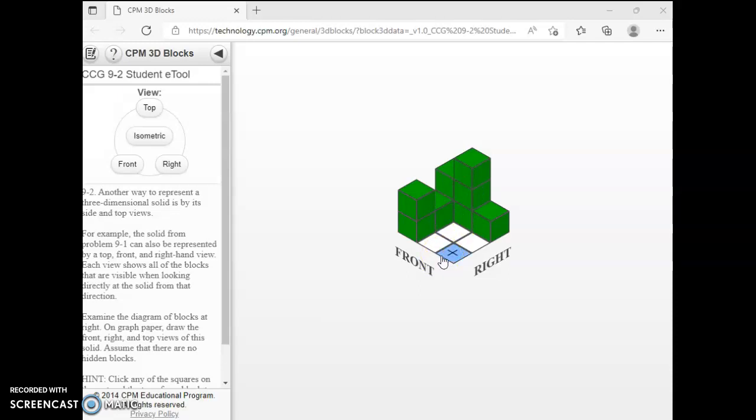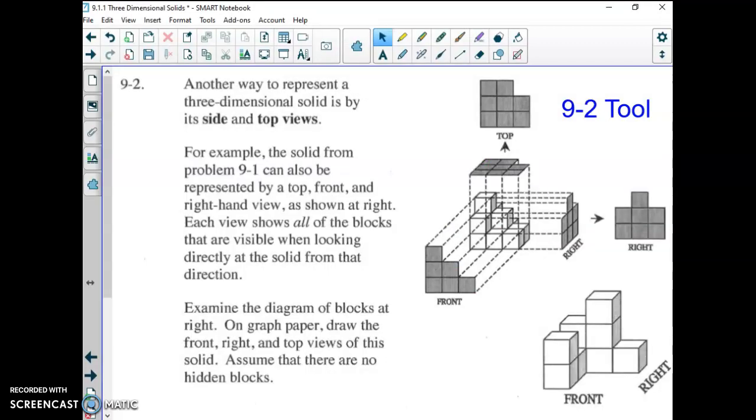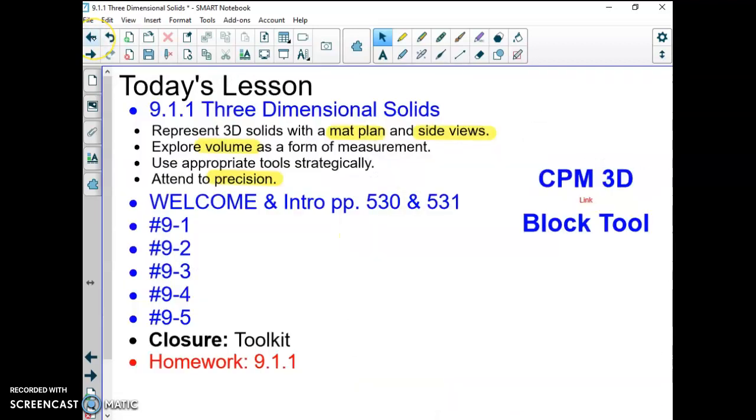So enough talking by me. Again, your task with your team is problems 1 through 5. Really learn how to use these blocks appropriately. Use those strategies of communicating and using the vocabulary, mat plan, front view, right view, side view, that kind of stuff. So good luck today. Get as much done as you possibly can. I have no doubts that each team will finish 1 through 5 successfully and be ready to go on Monday.